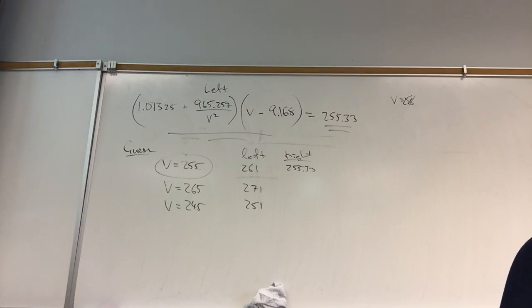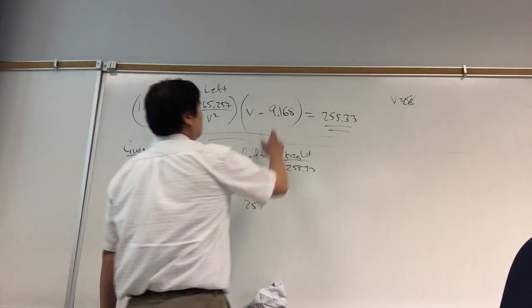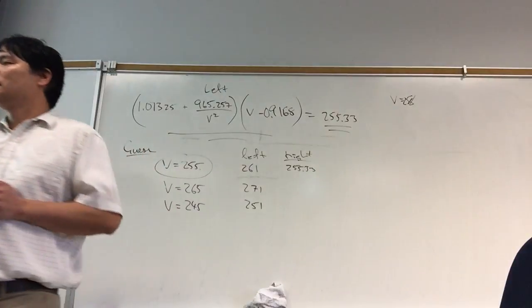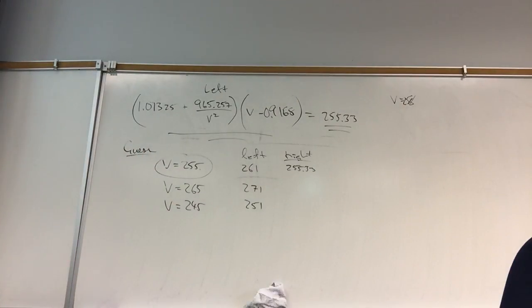What's 10 times 0.0905? It should be 0.9. I screwed it up, right? 0.0905 should be about 0.9, not 916. Sorry. 0.91668. 0.9168. So unfortunately, you'll have to do some more guesses. That was very good, though, as far as the number of guesses.